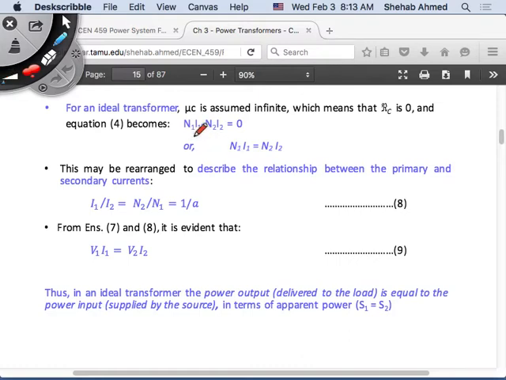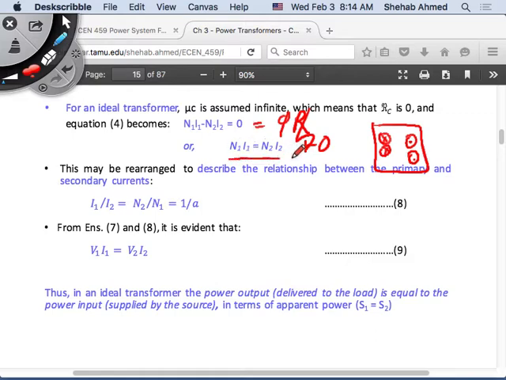So we said that N1 I1 minus N2 I2, which is basically the current enclosed by the magnetic path that we have in the core of the transformer, is equal to 0 in this case, because this is equal to phi times the reluctance, and the reluctance is equal to 0, right? So that's why this is equal to 0 in the case of the ideal transformer where we have no losses, and we get this relationship.